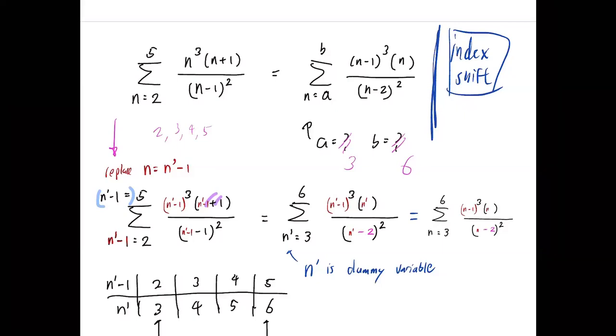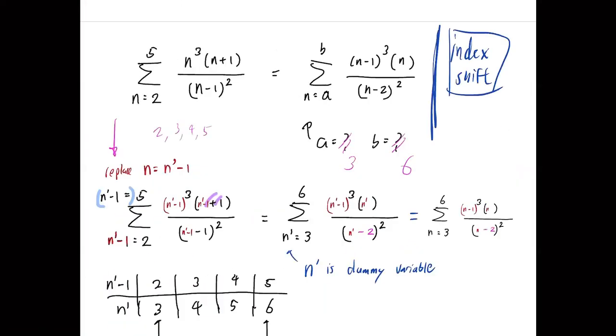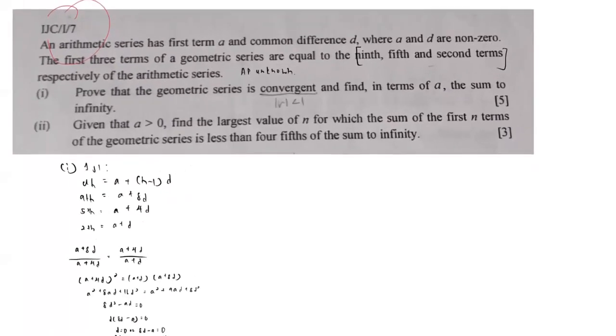Now we can start the question. Cannot talk too much. I placed it at the bottom of your worksheet. Later I send you the PDF. Let's take a look. So an arithmetic series has a first term a and a common difference d, where a and d are non-zero. The first 3 terms of a geometric series are equal to the 9th, 5th, and 2nd terms of the arithmetic series. Let's take a look.